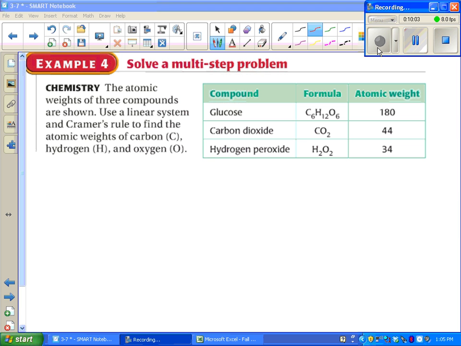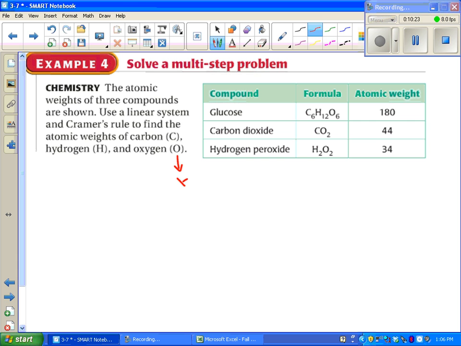Looks like we're trying to find the atomic weight for carbon, hydrogen, and oxygen. So I can use three variables. I might use C, H, and O, except I will never use O for a variable. You can probably guess why. O looks a lot like 0. We don't want to get those mixed up. So instead of using an O, I'm going to just say, let's call that X. And I can set up three equations that way.